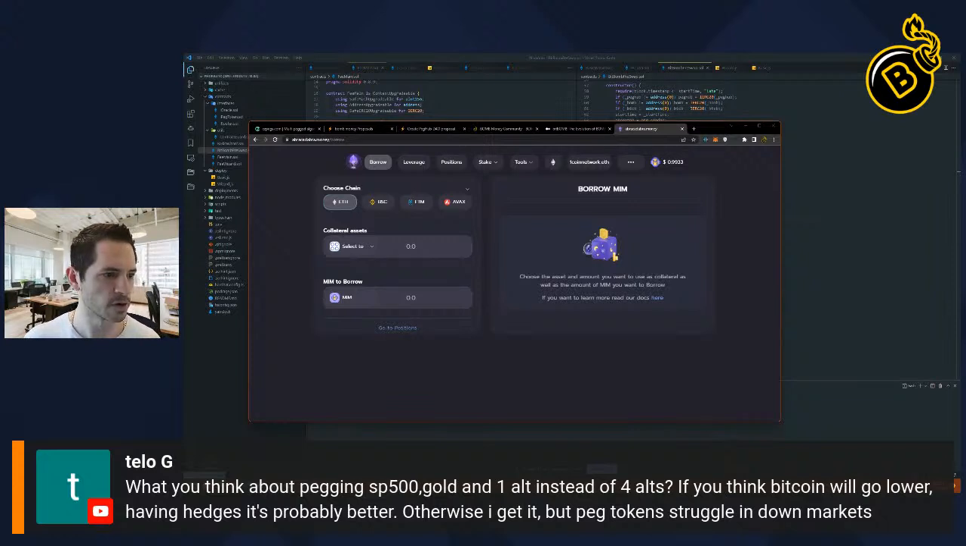All right, let's get to some questions here. What do you think about pegging S&P 500, gold, and one alt instead of 4 alts? If you think Bitcoin will go lower, having hedges is probably better. Peg tokens struggle in down markets. I'd hope that we're near the bottom. This has been a pretty brutal crypto winter, but it definitely has the potential to go lower.